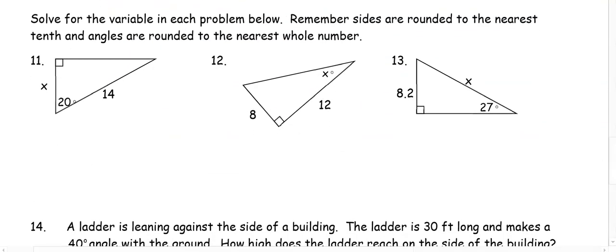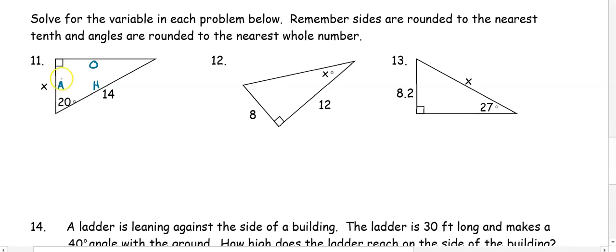So now we're going to solve using our trig ratios. So remember that we're going to round sides to the nearest tenth and angles to the nearest whole number. So every problem starts the same. Based on the angle or a variable as an angle, we are going to label our sides. So based on this 20-degree angle, we label opposite, hypotenuse, adjacent. Remember, I always do the opposite and the hypotenuse first. The leftover side is the adjacent.